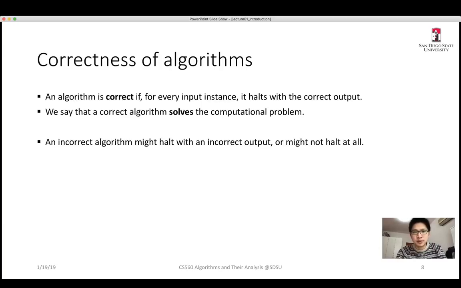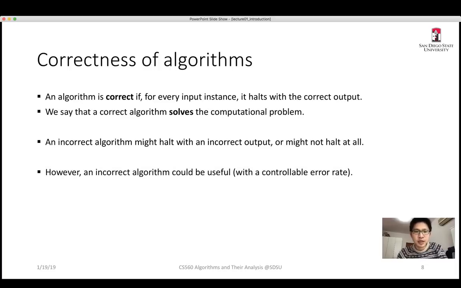And correct algorithms to some problems may not be the correct ones to other problems. And sometimes an incorrect algorithm could also be useful, as long as we control its error rates under a certain threshold. But within the scope of this course, correct algorithms are our primary concern.